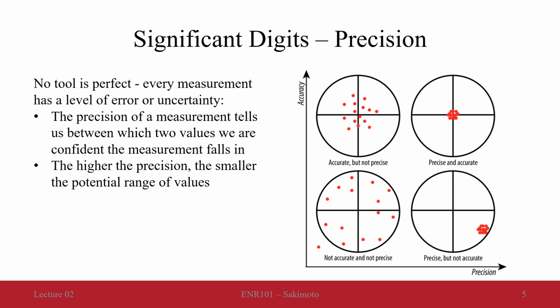clustered very closely together, but far away from the center of the target, far away from the true value of our measurement. We can also have things that are very accurate but not precise, as we see in the top left. Again, they're all centered around the middle of the target. On average, they tell you the true value, but the spread and uncertainty is quite large.